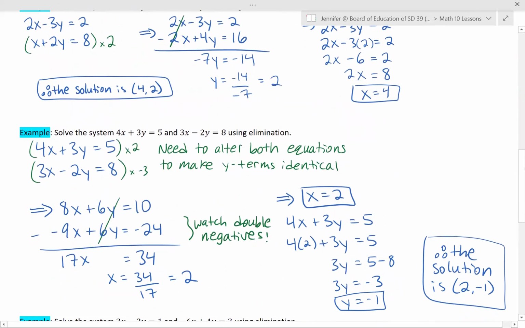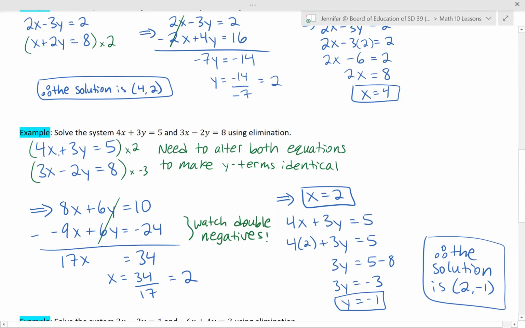A slightly more complicated example, but it's the same idea. Why this is more complicated is we have to alter both of the equations in order to make either the x or the y terms identical. So we have our two equations, we've lined up the x's, the y's, and the constants. But based on these coefficients, we have to alter both of these.